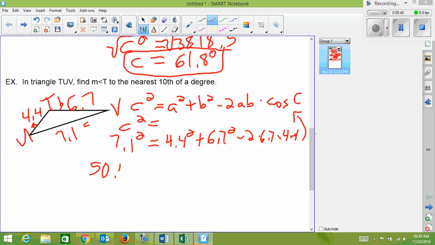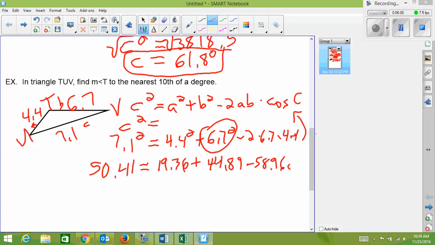You get 50.41 equals 19.36 plus 44.89. Where am I getting these? I'm squaring these numbers. Minus 2 times 6.7 times 4.4 is 58.96. And then I still have to do times cosine c on the end.